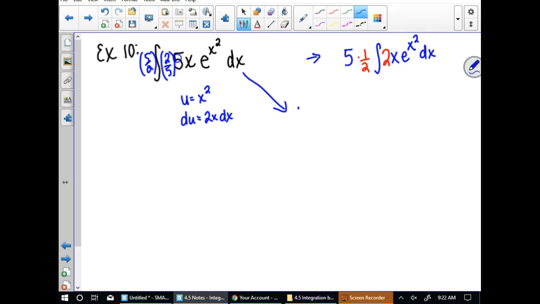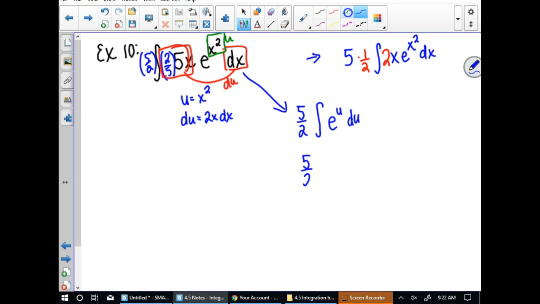So we've got 5/2, and then this part right here, along with the dx, that's our du. And this part right here, that's our u. So we've got the integral of e to the u du, which is going to be 5/2 e to the u plus c. And so we get 5/2 e to the x squared plus c.